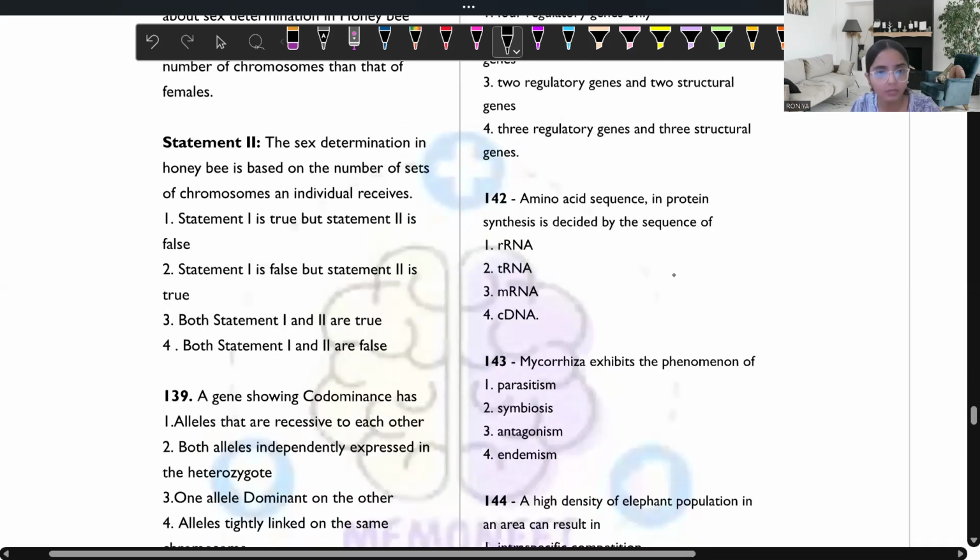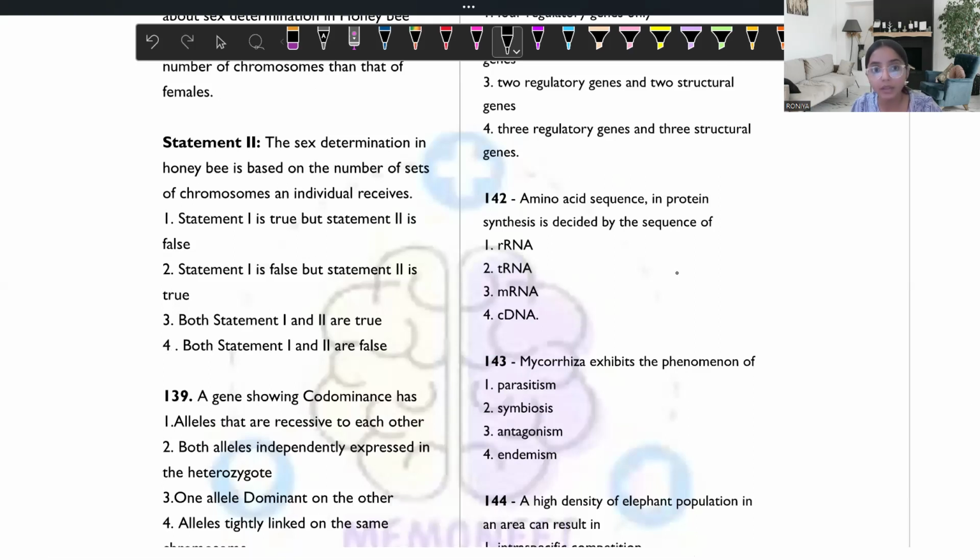In a honeybee, the sex determination is based on the number of sets of chromosomes an individual receives. Yes, if it receives half, it is a male. If it receives full, then it will be a female. Yes, it's true. So both statement 1 and 2 are true.